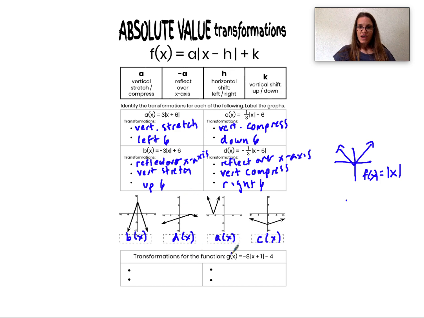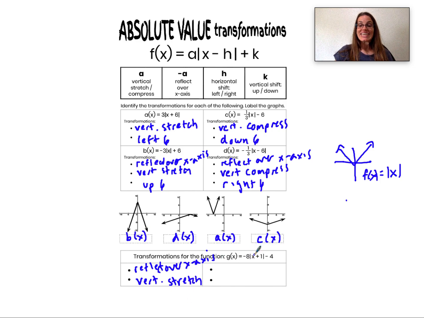Last example, g of x equals -8 absolute value of x plus 1 minus 4. 4 transformations to identify. The negative means we are reflecting over the x-axis. I hope that you're listening to my words because that is illegible. Reflect over x-axis. The 8 is a big A. That's a vertical stretch. You can also just write steeper. You can't write skinny. Skinny is not allowed.